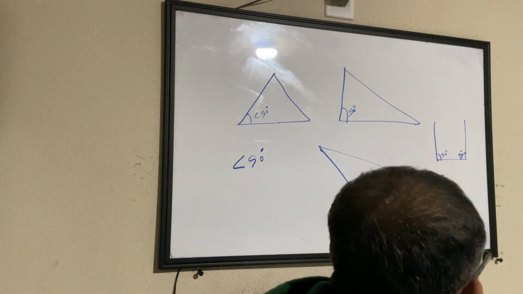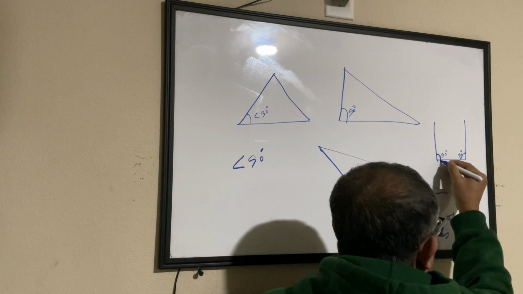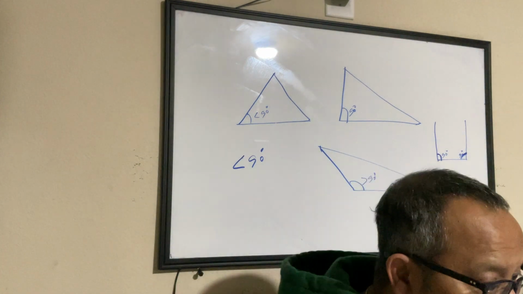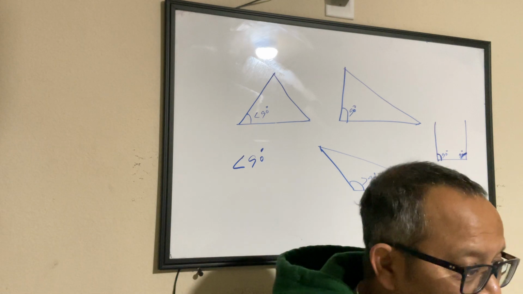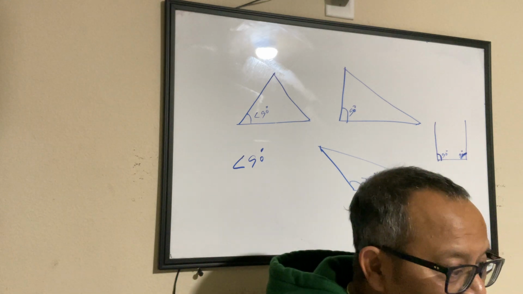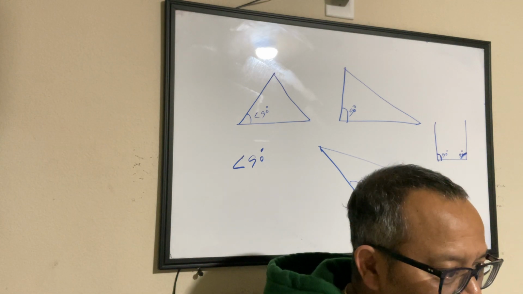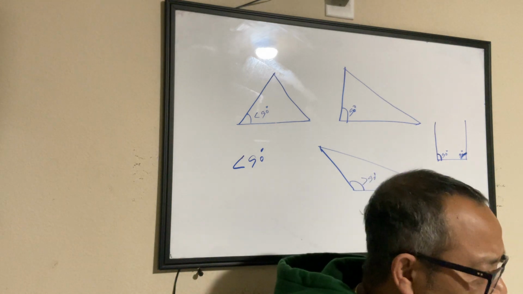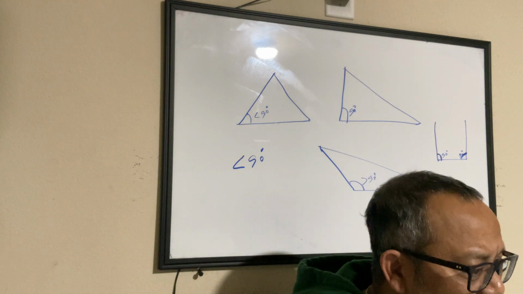Now look at this. You have two angles which are 90 degrees, 90 degrees. When you add them together, what does it become? 180 degrees. What is the value of the third angle? 0. Right? Can somebody tell me how a 0 degree angle looks like?